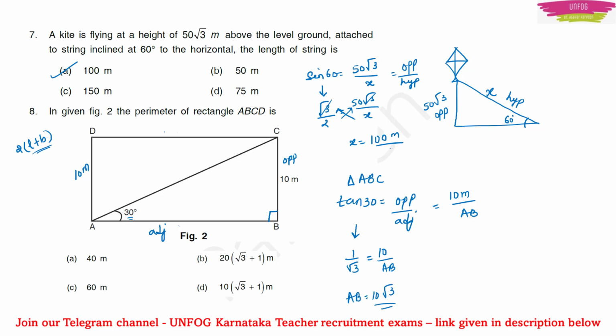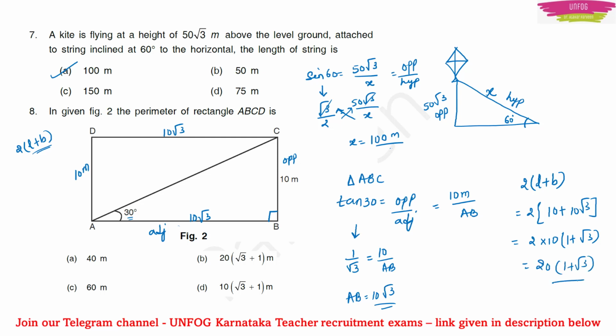So I have this 10 root 3. Okay. So this is also 10 root 3. Now I can easily find the perimeter of the rectangle, right? 2 into L plus B. So this is equal to 2 into, what is length? 10. What is breadth? 10 root 3. Okay. You can take 10 outside. So it will be 2 into 10, inside the bracket you will have 1 plus root 3, or you will have 20 into 1 plus root 3. So 20 into 1 plus root 3. Option B will be the correct answer. Okay.